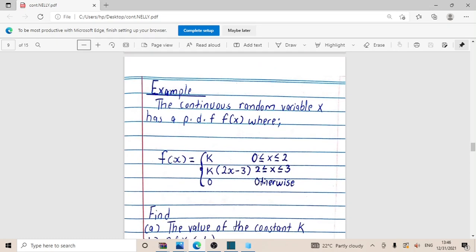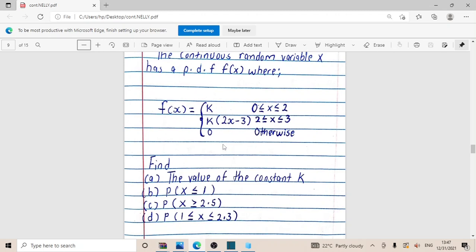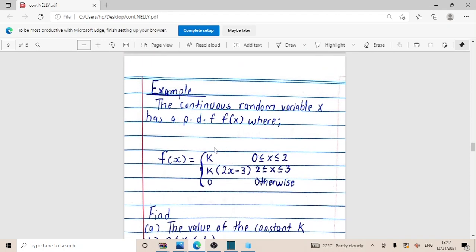So I'm giving you another example here. I'm going to require you to follow critically and pay keen attention to what I'm saying, because it's somehow tricky. The continuous random variable x has a PDF f of x, where f of x is equal to, now here I'm having different functions, whereby there are two, like we're having two limits here.